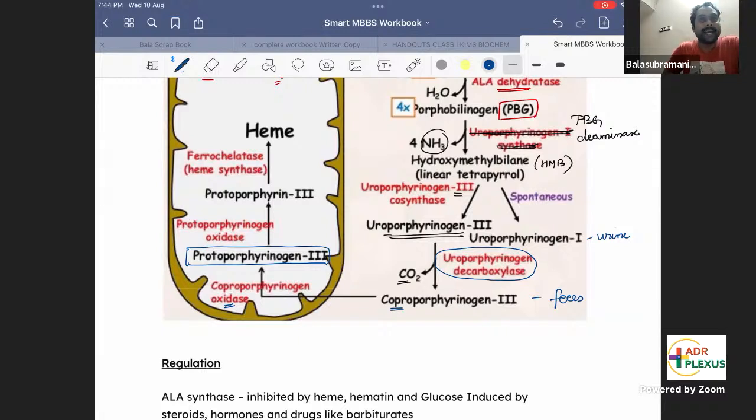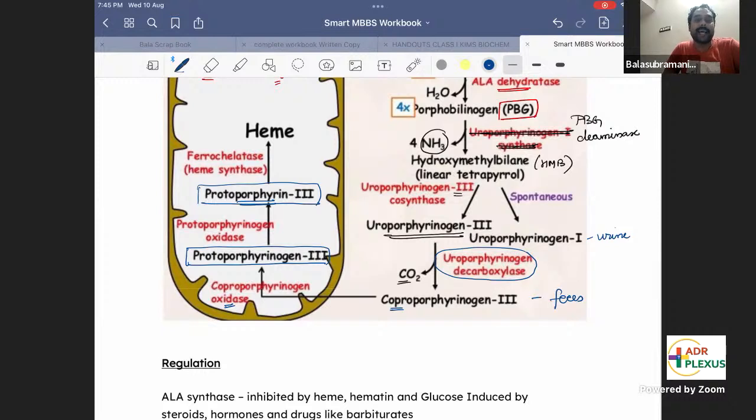Which undergoes oxidation again. Whenever porphyrinogens are oxidized, they become porphyrins. So this is a porphyrin. Now it becomes a colored compound, protoporphyrin 3. So uroporphyrinogen decarboxylase gives rise to coproporphyrinogen. Coproporphyrinogen enters into mitochondria, gets oxidized to protoporphyrinogen. Protoporphyrinogen, when it's oxidized, converts into protoporphyrin.